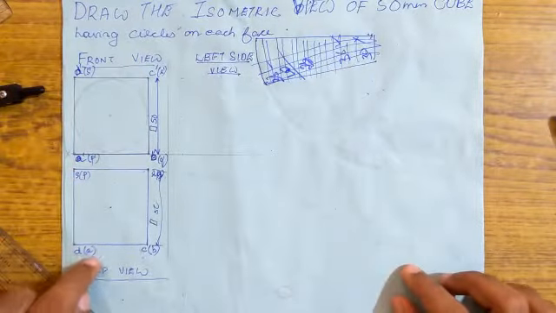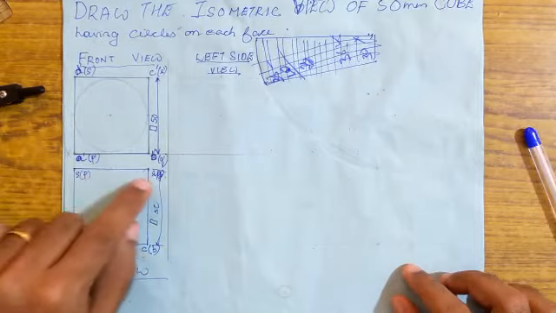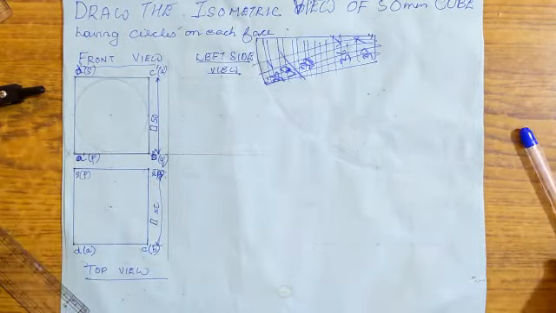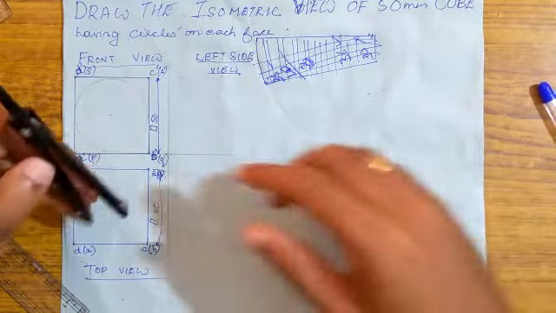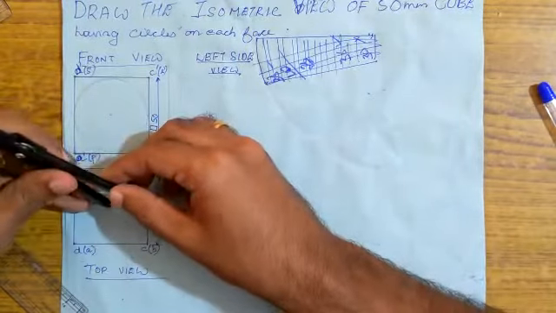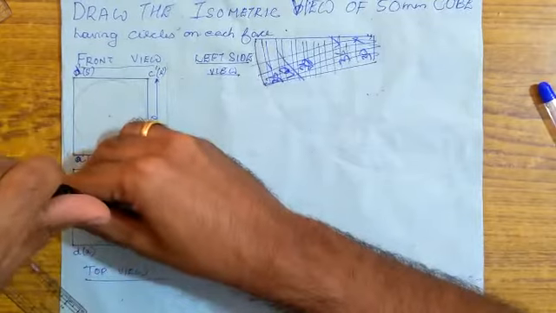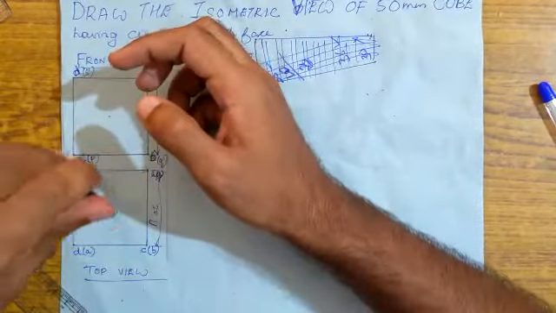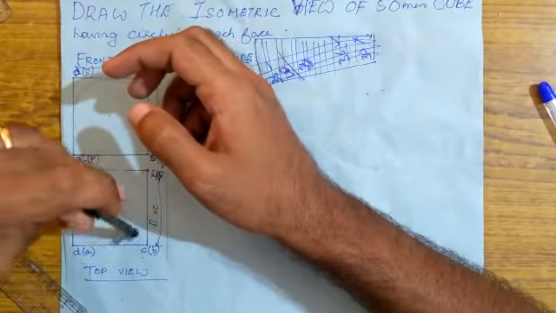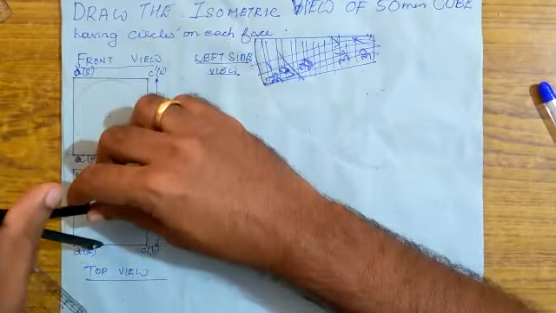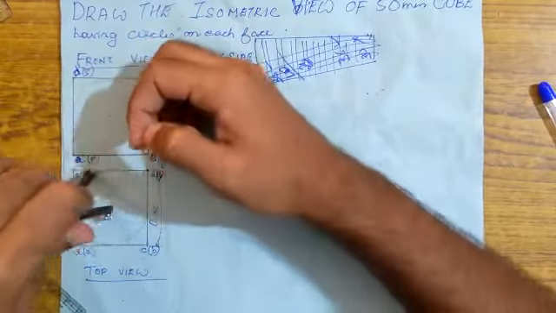The front face is A, B, C and D. The back face is P, Q, R and S. So it is labeled as such. And on the top face you also have a circular marking. So this is the circle on the top face.